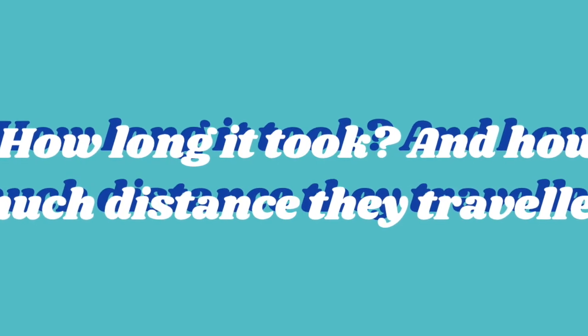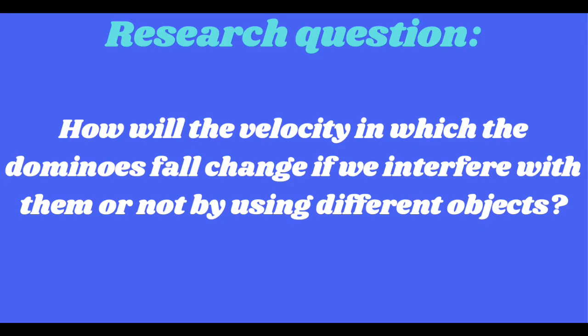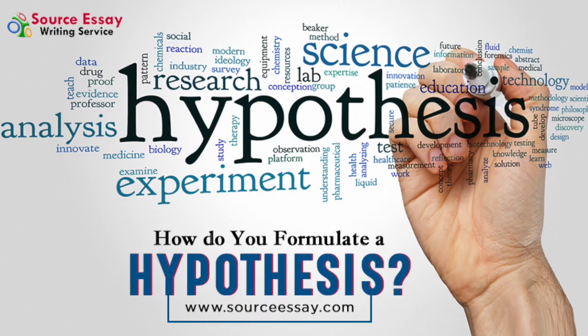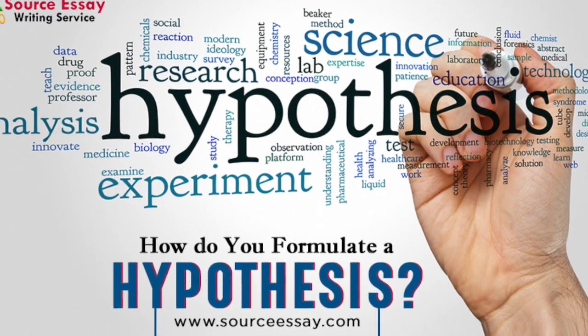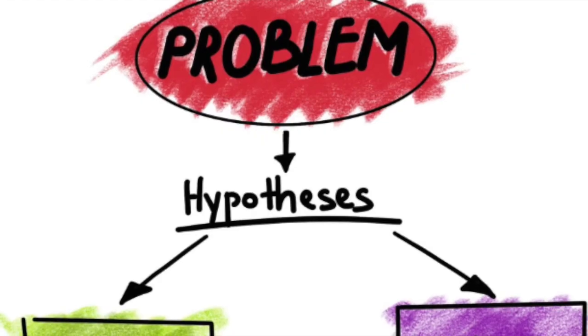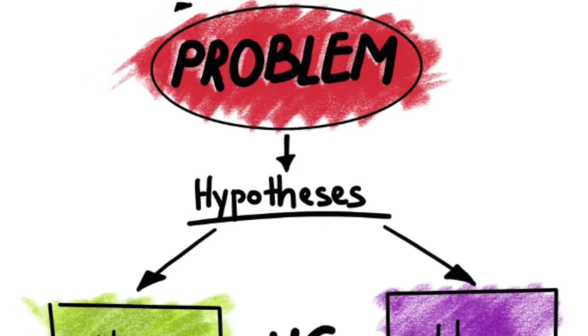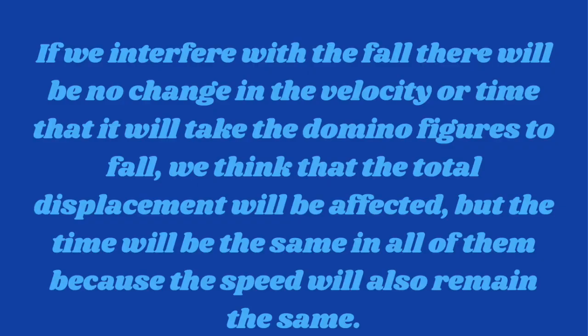The question here is how will the velocity at which the dominoes fall change if we interfere with them or not by using different objects. My hypothesis here will be that if we interfere with the fall, there will be no change in the velocity or time that it will take the domino figures to fall. We think that the total displacement will be affected, but the time will be the same in all of them because the speed will also remain the same.